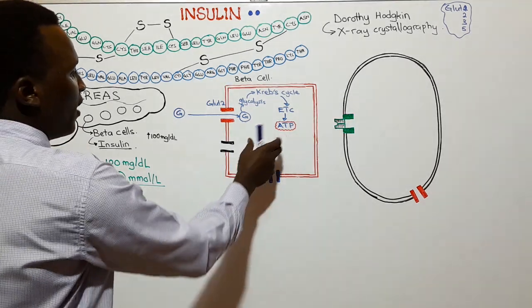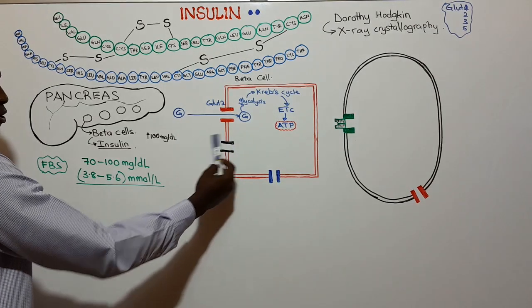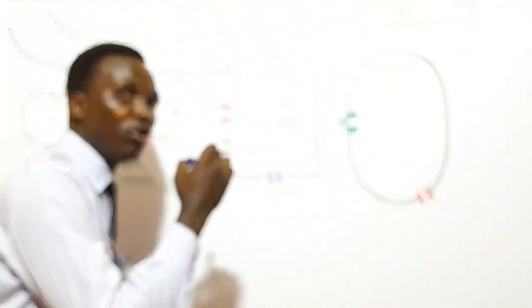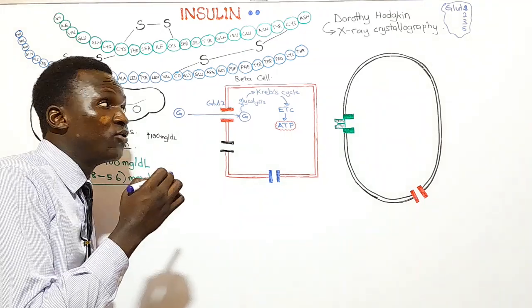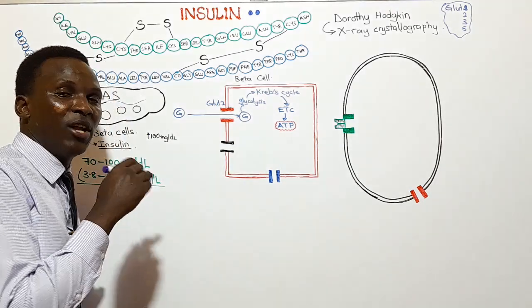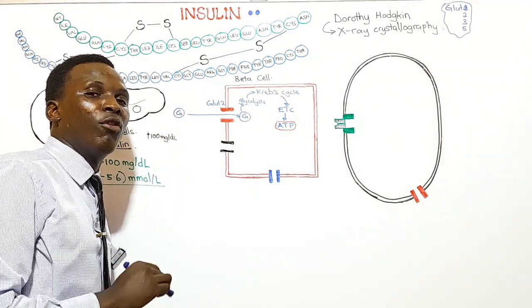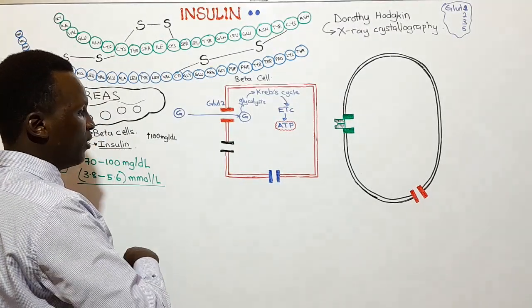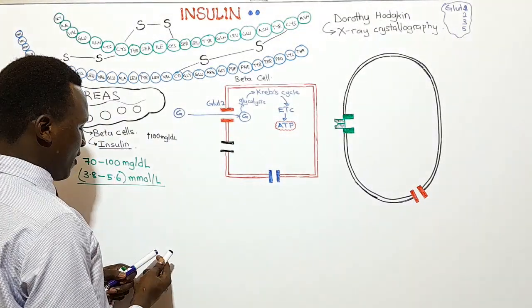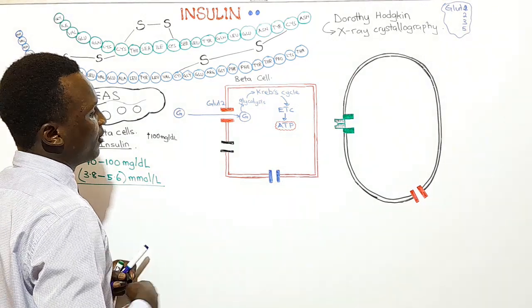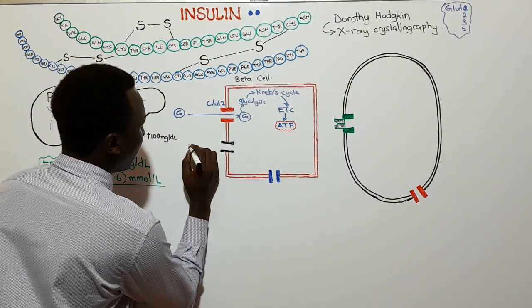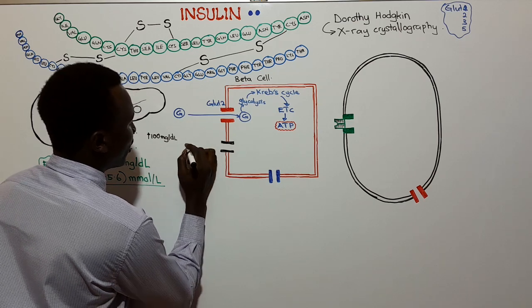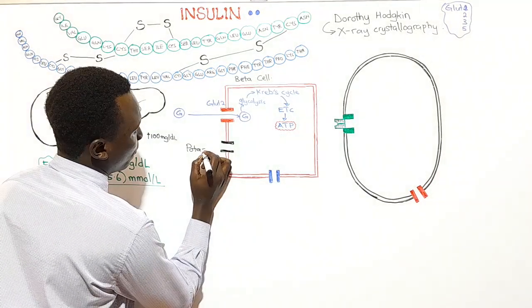Now, leaving that alone, on the other side of the cell membrane we have what we call the potassium ion channels. The potassium ion channels are so important in the secretion of insulin. How? Normally, what happens with the potassium ion channel? Okay, this is the potassium ion channel. Let me write it here. Potassium ion channel.